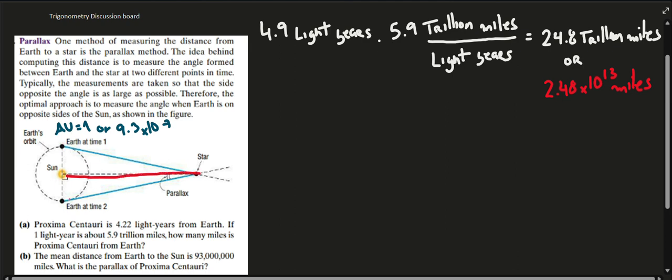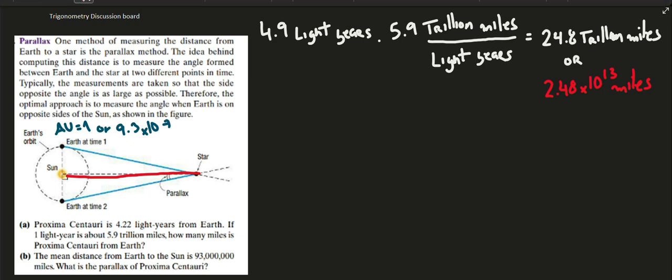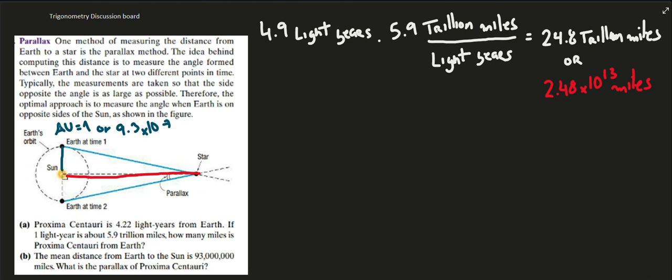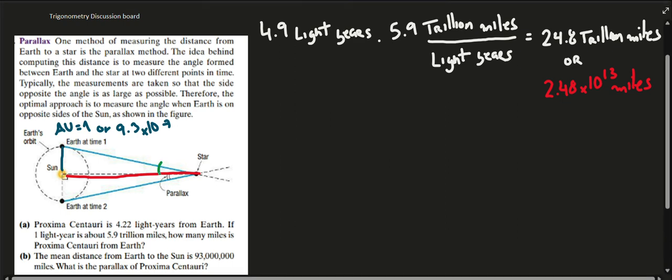And in part 2 we're given that the distance from the Earth to the Sun is equal to 93 million miles. That's equal to this distance right here. That number is also known as one astronomical unit, and in miles it will be 9.3 times 10 to the 7th power. And in the end we're asked to find the parallax of that star. That will be this angle right here, P.